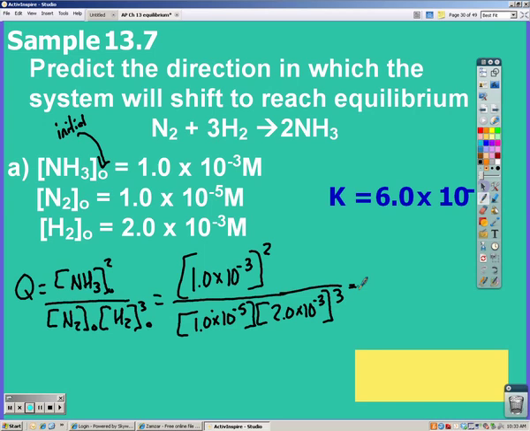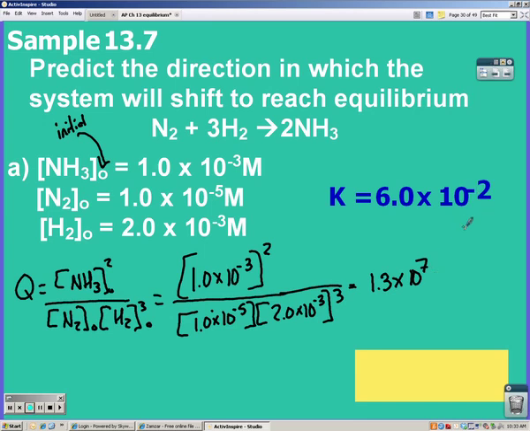And I solve for Q. My Q comes out to 1.3 times 10 to the 7th. If I look at my K, my Q is much larger than my K, meaning I have too many products. So it's going to shift to the left to use up some of those products.